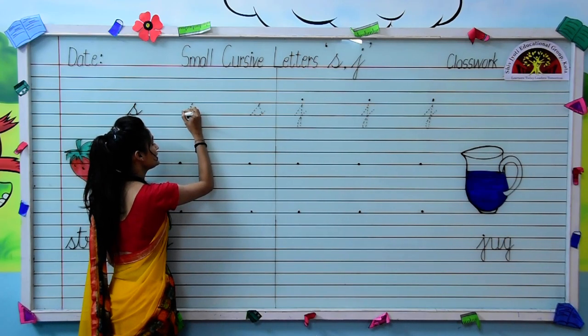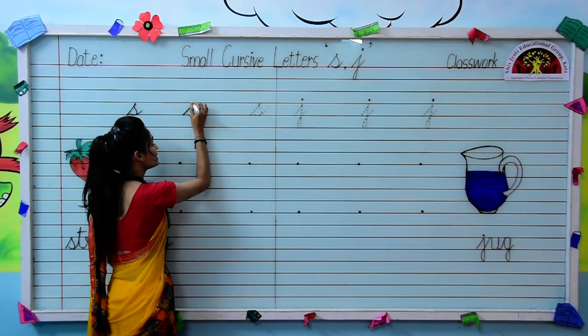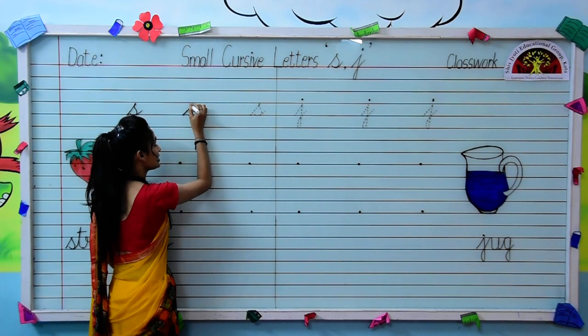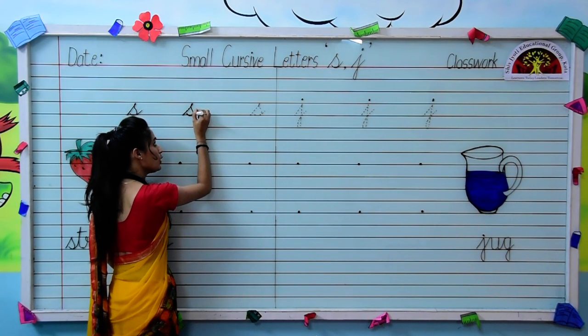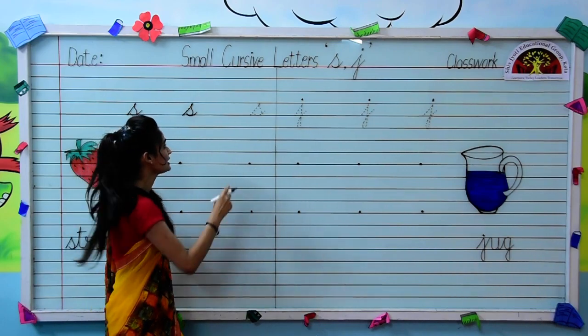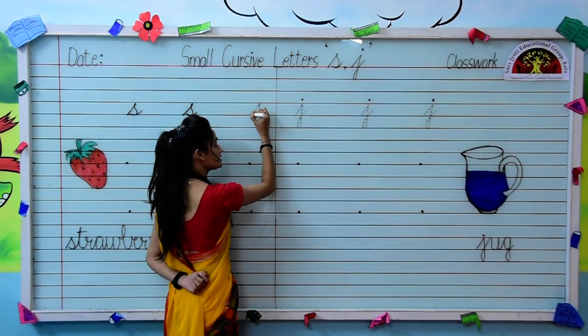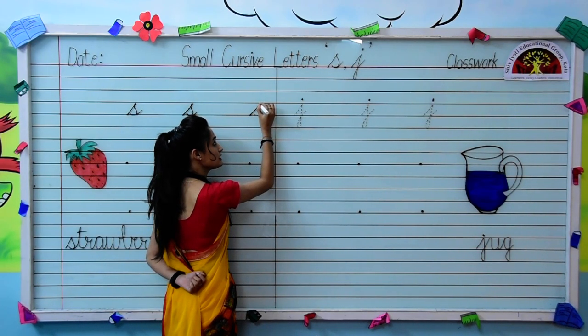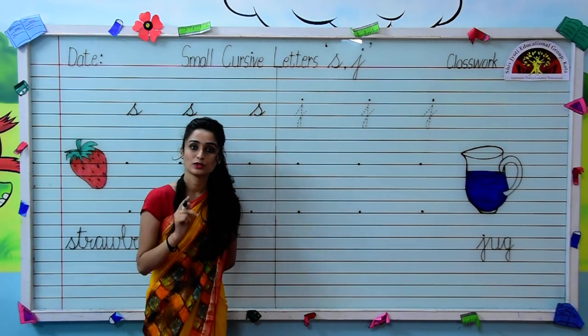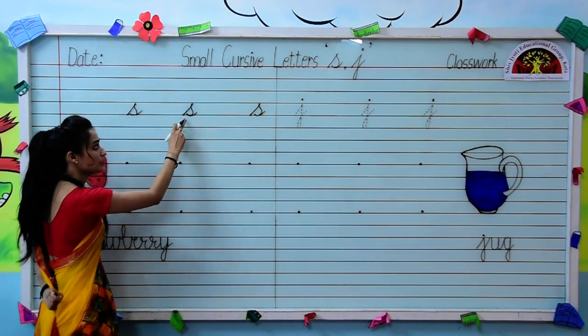Look over here again, slanting line up till the second line, then a loop, come down till the third line, touch the third line and a curve, go out like this. Okay kids? Look over here for the last time. Let's see the tracing. Slanting line up, touch the second line, make a loop, come down making a curve, touch the third line, then go out like this. So this way you can trace your letter S.